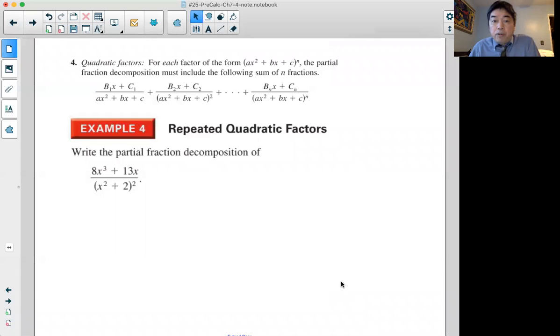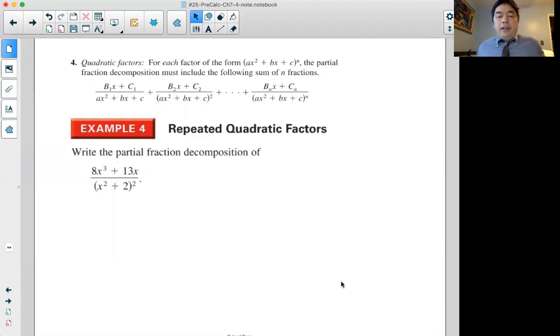Okay, so this is PreCalc example 4 from assignment 25, chapter 7-4. This question is called partial fractions, and it's a repeated quadratic factor. So write the partial fraction decomposition of 8x cubed plus 13x over parenthesis x squared plus 2 close the parenthesis, all to the square.